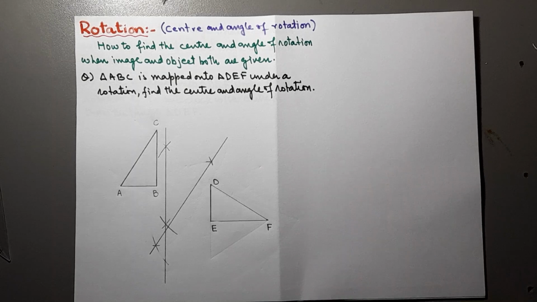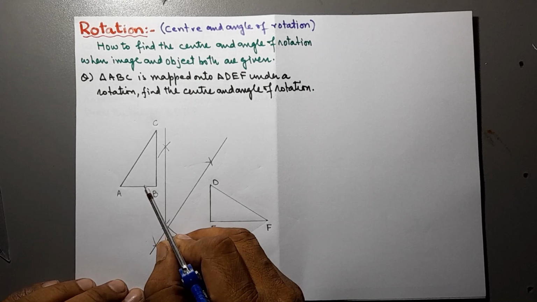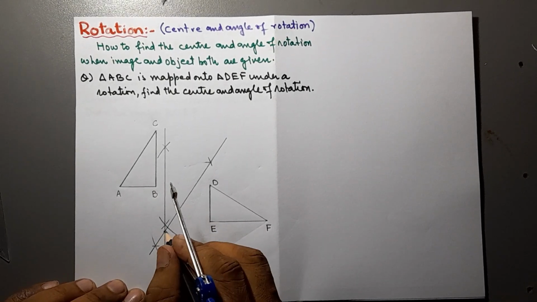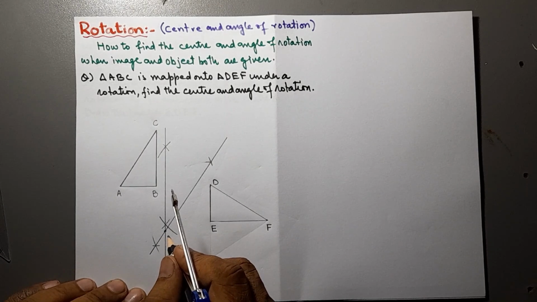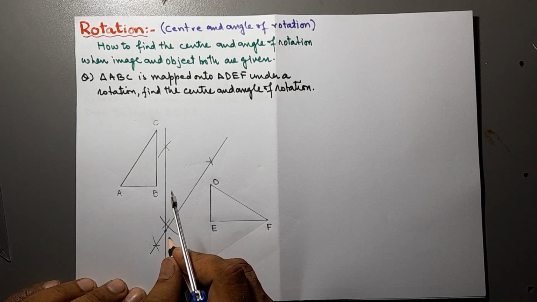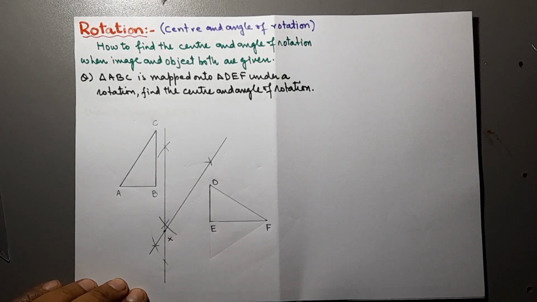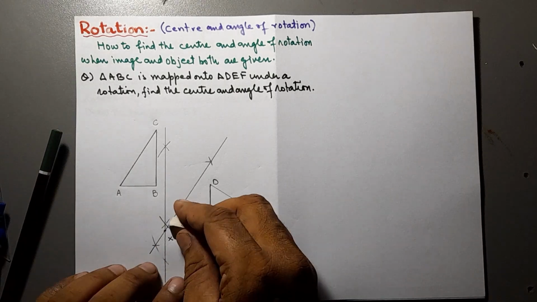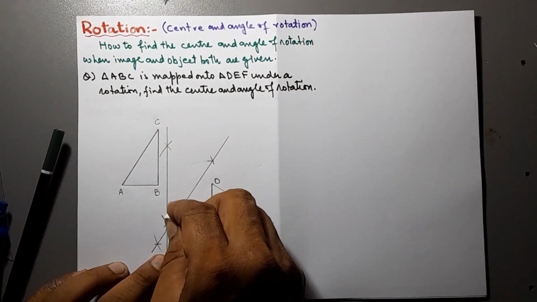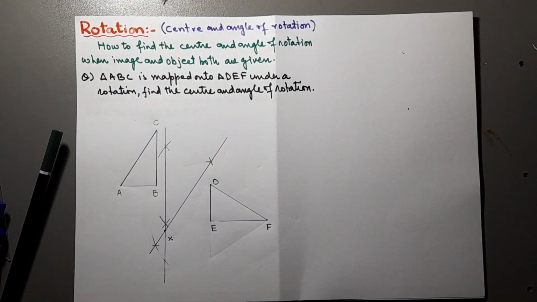The point of intersection of the two perpendicular bisectors is the center. This one is the center. Let me name this one as X. Now X is the center of this rotation. The point of intersection of the two perpendicular bisectors is the center of rotation. Now I want to find out the angle of rotation.